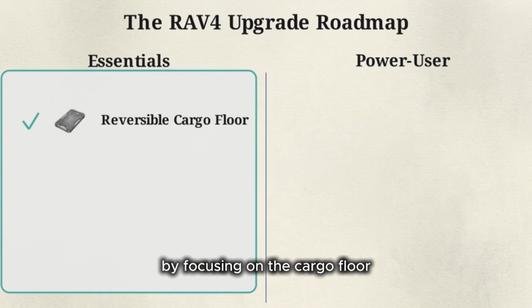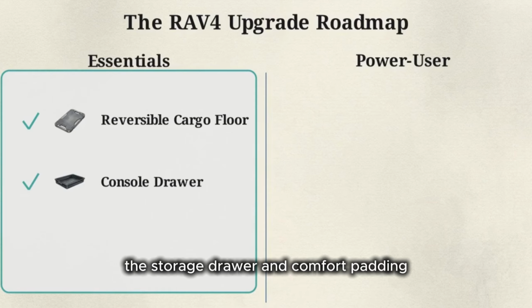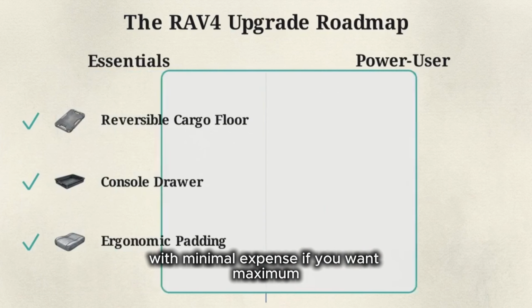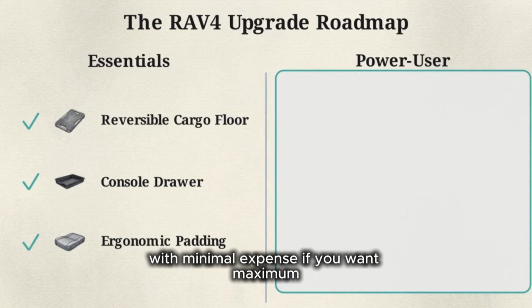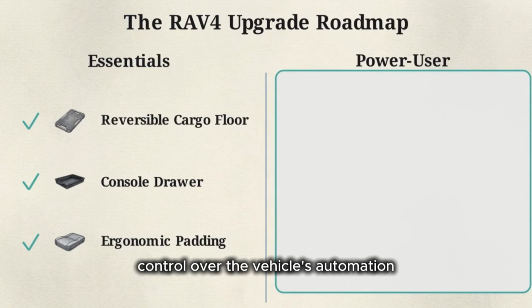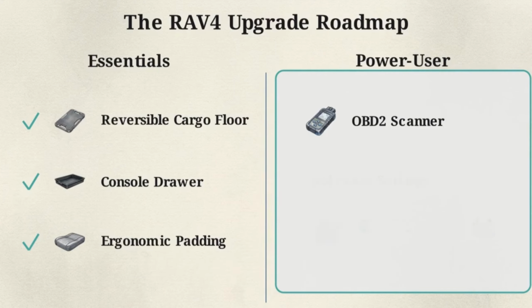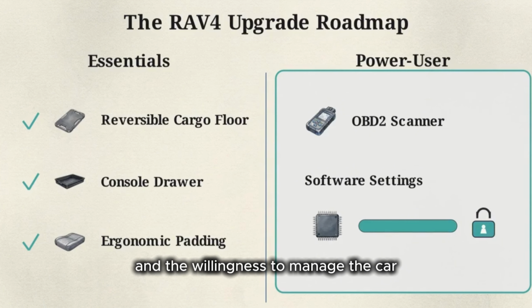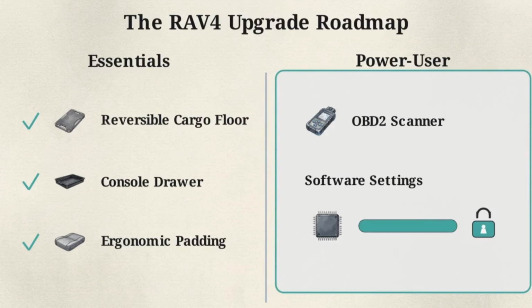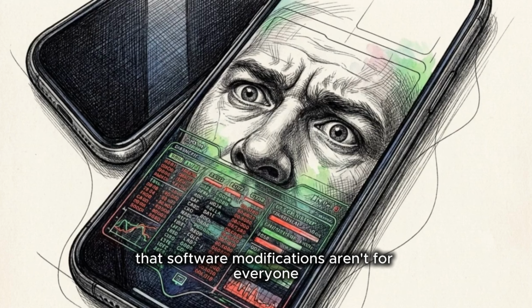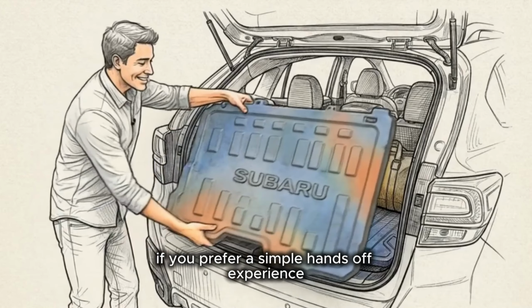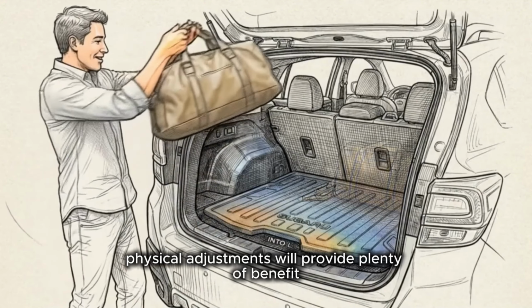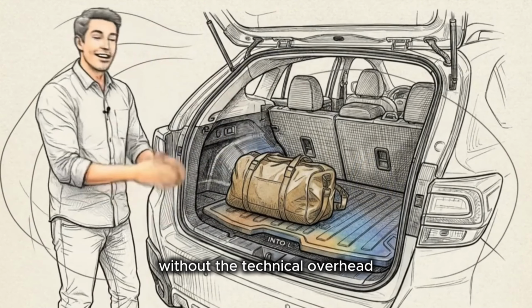By focusing on the cargo floor, the storage drawer, and comfort padding, you solve common physical complaints with minimal expense. If you want maximum control over the vehicle's automation, you'll follow the path on the right. This requires the OBD2 scanner and the willingness to manage the car's software settings yourself. Keep in mind that software modifications aren't for everyone. If you prefer a simple, hands-off experience, the manual physical adjustments will provide plenty of benefit without the technical overhead.